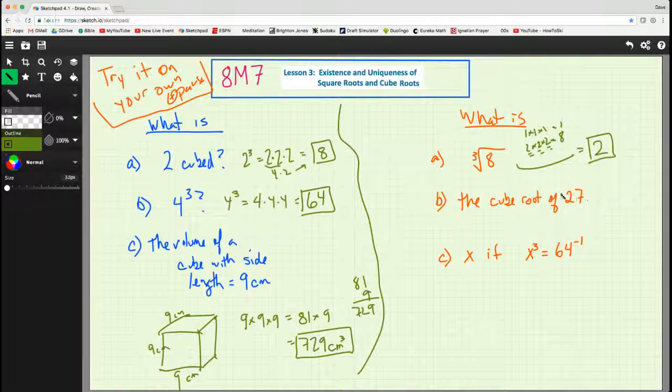Similarly, the cube root of 27, well, the cube of 4 is 64, so that's way too big. So the only other number, if 2 cubed is 8 and 4 cubed is 64, it seems like it has to be 3, but we can test it out. 3 times 3 times 3 equals 9 times 3. Well, that's 27. So the cube root of 27 is 3, because 3 times 3 times 3 is 27.